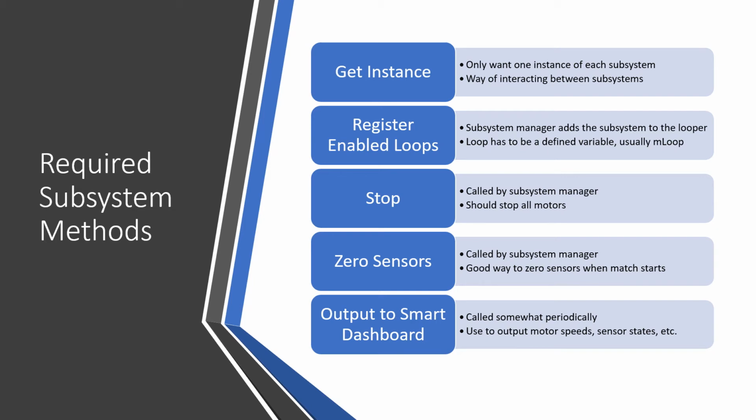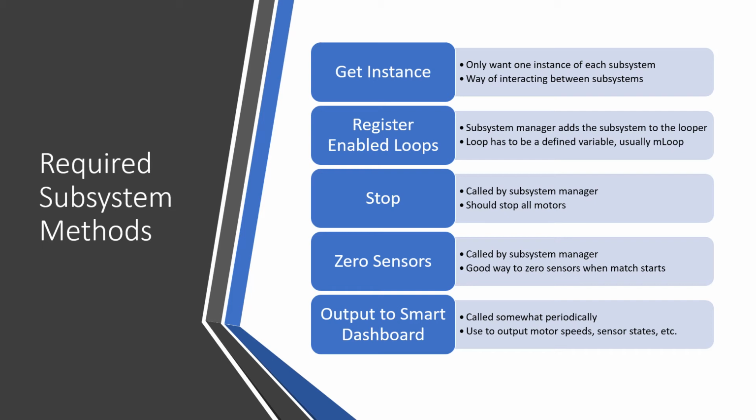The next is the register enable loops method. And this is what the subsystem manager uses to add the subsystem to the looper. It's in the Robot.java class, you'll see at the very top, we'll have a register enable loops method call. And this is how we do that. The loop has to be a defined variable, and you'll see that it's usually named imLoop. And this will make more sense by actually looking in the program.